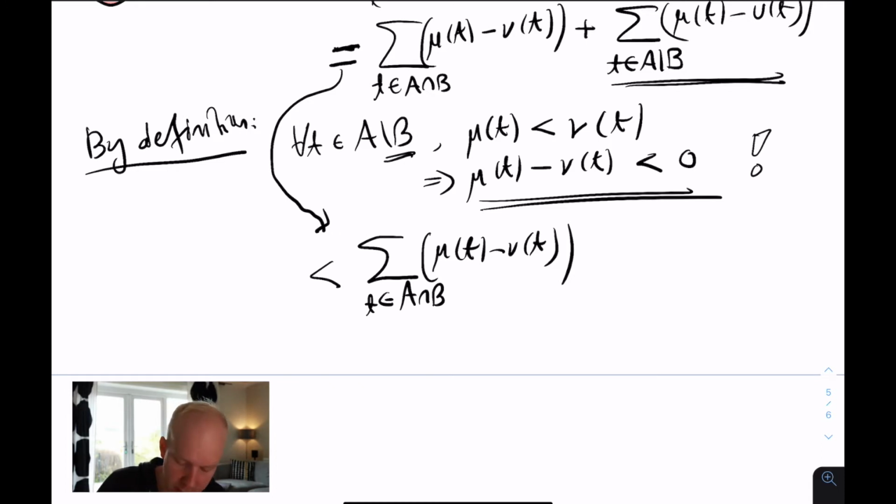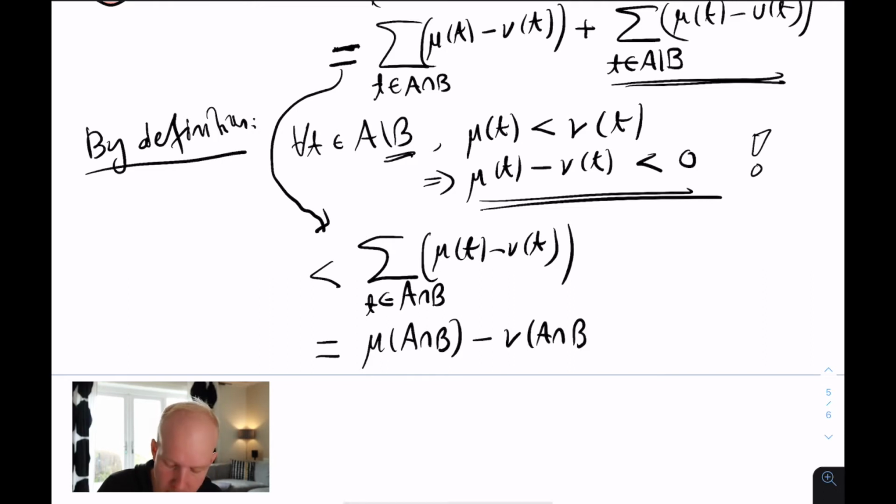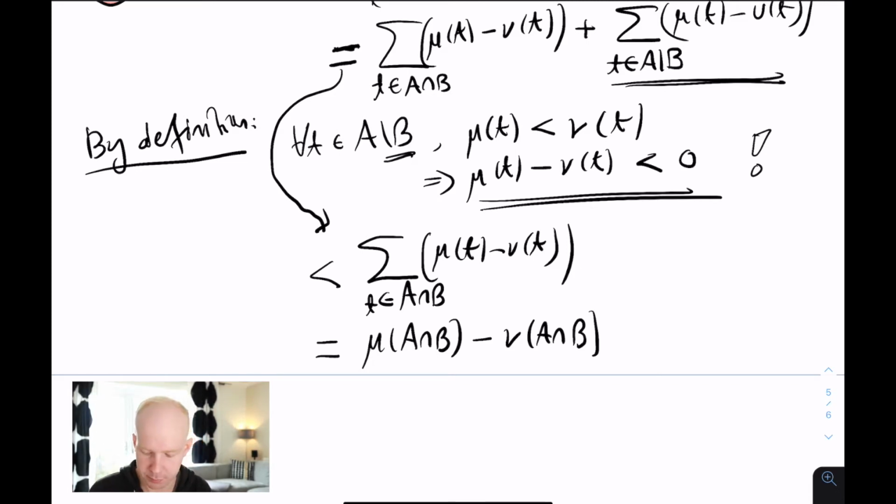So what you can see here is that this is now equal to mu of A intersection B minus nu of A intersection B. That's the kind of expression we obtain at this stage. Well, actually, we don't have to say that.